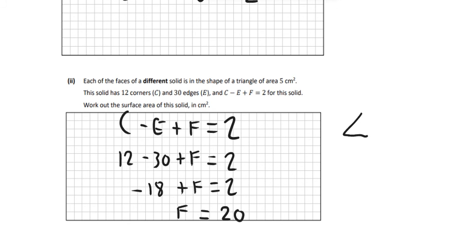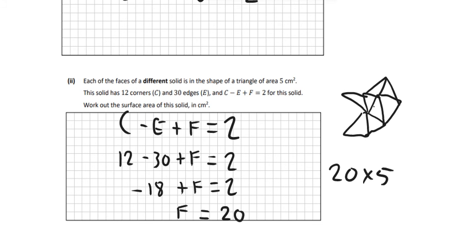So it's something like that. It's some kind of a shape like this, but it has 20 of those triangles, and they all have the same area. So I've only drawn loads of triangles here, but it's some kind of shape that looks something. I don't know. It probably doesn't look like that, but that's kind of the idea. It has 20 different triangles of area 5 centimeters. So we have to just do 20 times 5, which is 100. So 100 centimeters squared.